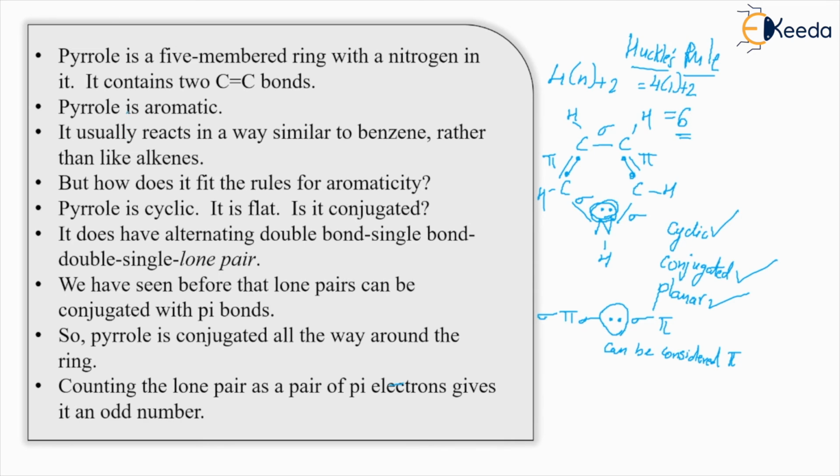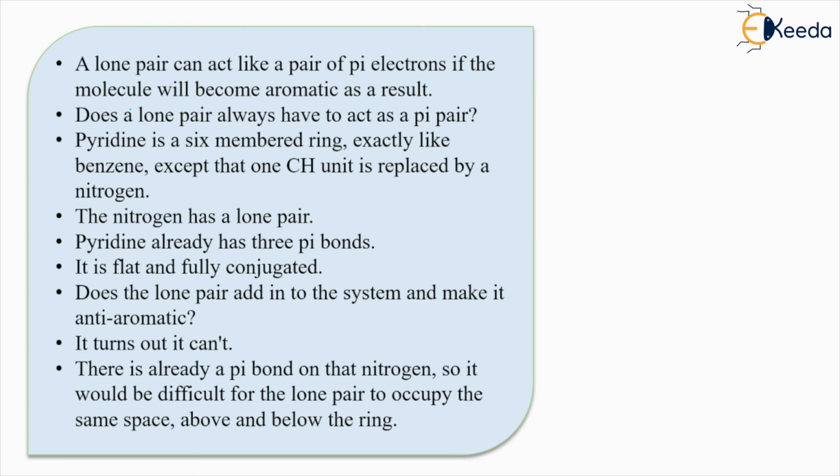It usually reacts in a way similar to benzene rather than alkanes. But how does it fit into the rule of aromaticity? It is cyclic, it is flat, meaning planar, it is conjugated, it does have a double bond, single bond, double bond, lone pair. We have seen before the lone pairs can be conjugated with pi bonds. So lone pairs can be considered as a pi bond. So pyrrole is conjugated all the way around the ring, counting the lone pair as a part of the pi electrons, giving it an odd number.